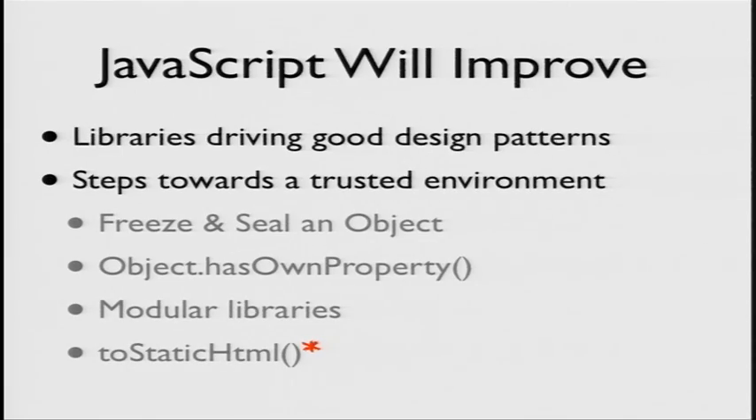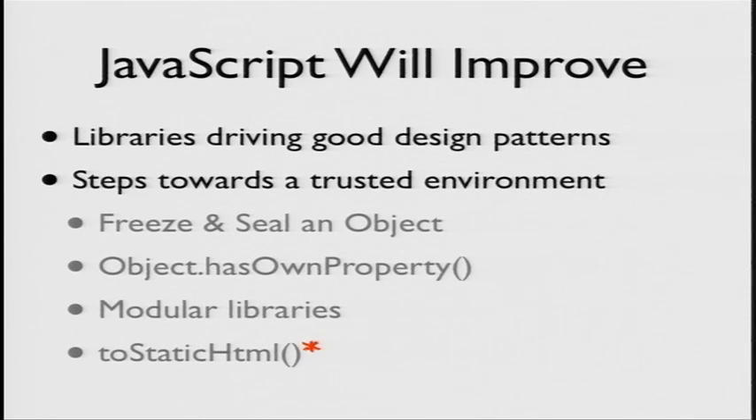And one of the things that's going to happen is that JavaScript is going to improve anyway. On the one hand, libraries like jQuery are already trying to build themselves to be compatible with content security policy out of the box, making it a lot easier for you to adopt and start implementing these new features. We're also, going back to that brief discussion I made about JavaScript and crypto, starting to get a little bit closer to a trusted environment. Things like freezing and sealing an object.